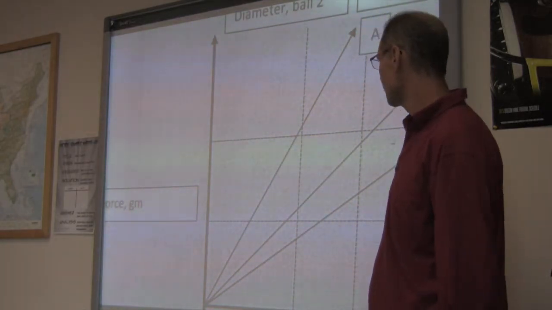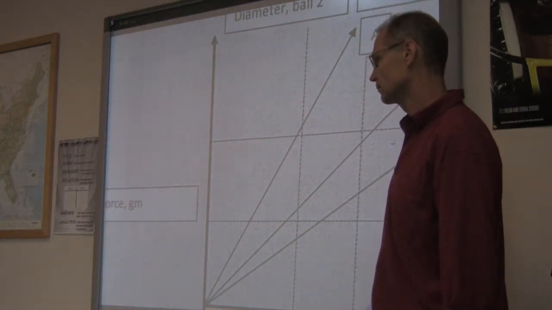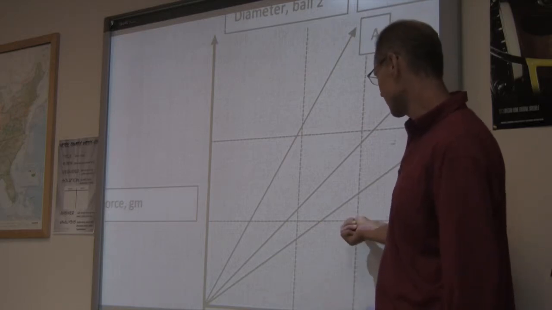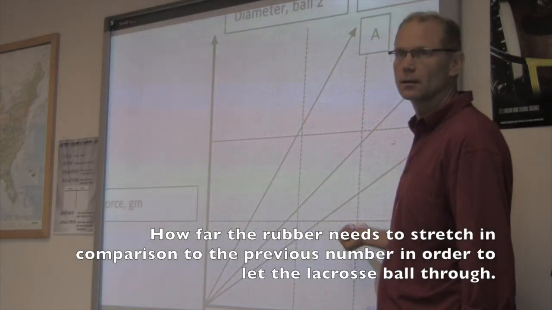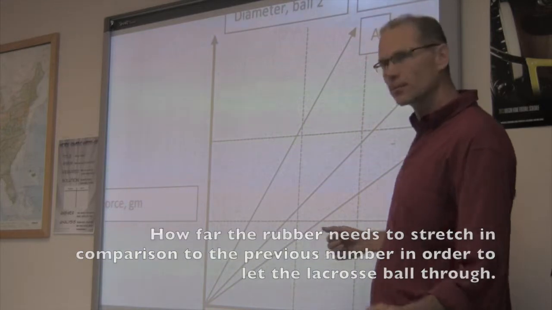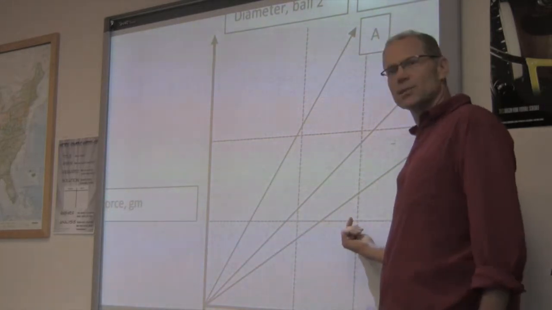Excellent. And as far as the golf ball is concerned, we want that to be 0, right? Okay. So what about this line then? What does this represent? How far the rubber band needs to stretch in comparison to the previous number in order to let the cross ball through. Right. So this is the additional displacement.